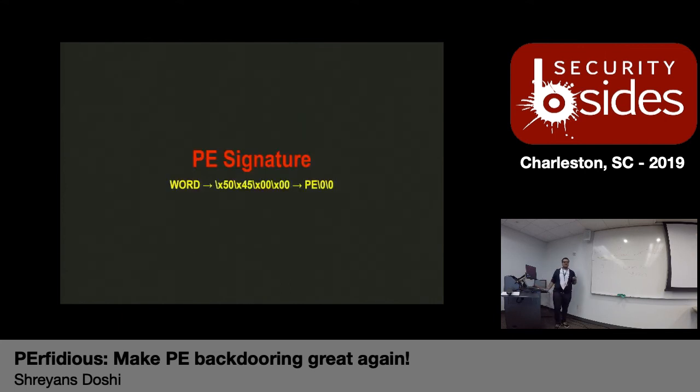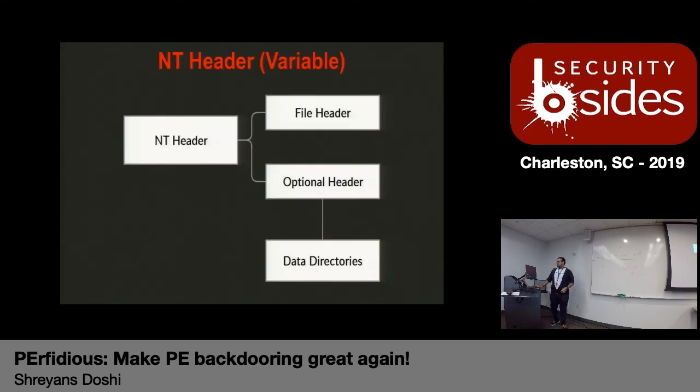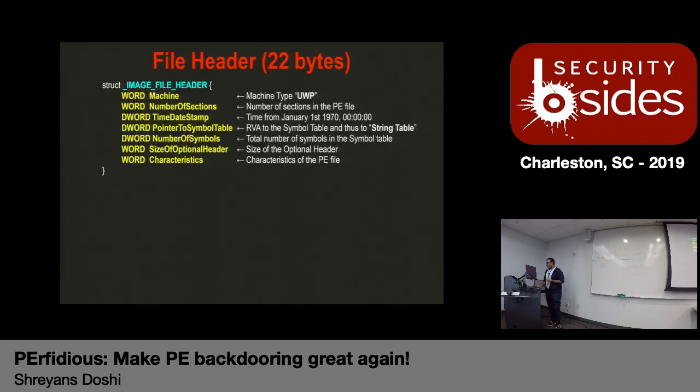PE signature. This is the letters PE followed by two nulls. This is the place where the actual PE file should ideally begin. The data structures present previously are basically used for backward compatibility reasons, right? We don't really need those data structures. This is followed by the NT header, which is composed of the file header and the optional header, which links to the data directories. Now, file header.